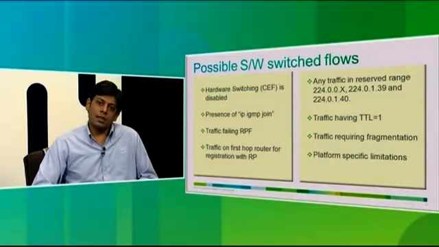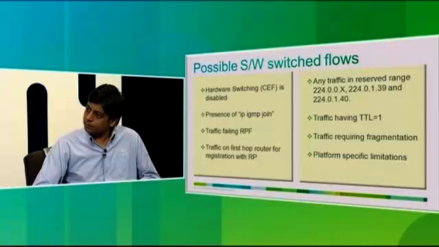Last but not the least are the platform-specific limitations. Each platform has certain limitations with respect to multicast or any other feature that you're trying to configure. So before you start deploying multicast in your network, I would strongly suggest going through the configuration guide to figure out what kind of limitations a platform has. Can you give a few examples of this?